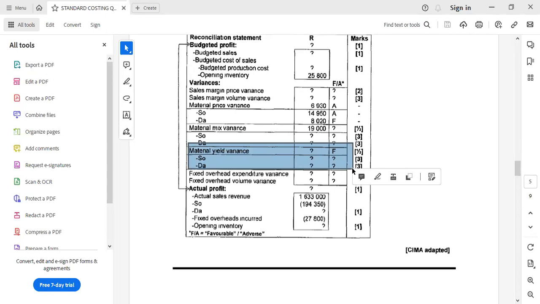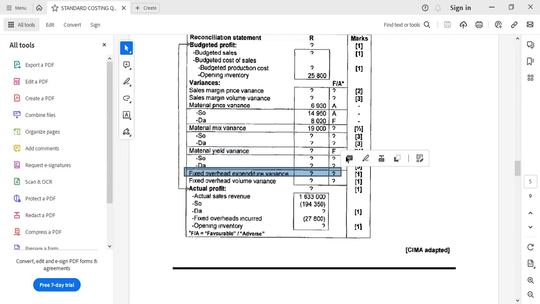Any questions? If we don't have any questions, then we'll move on. Then the fixed overhead expenditure variance. I think we did this one. We did it last week.